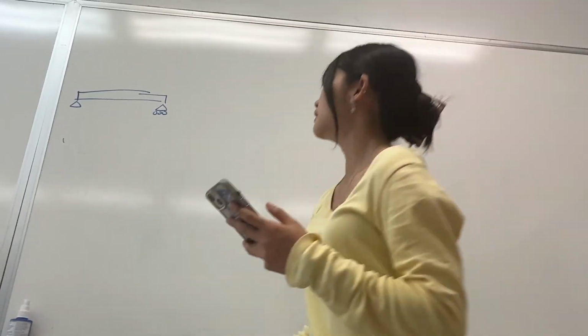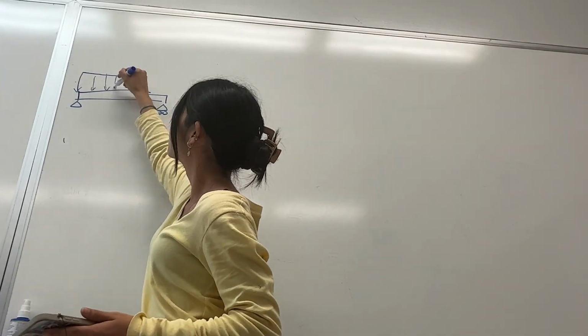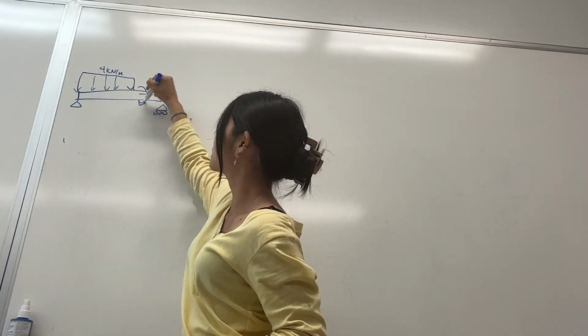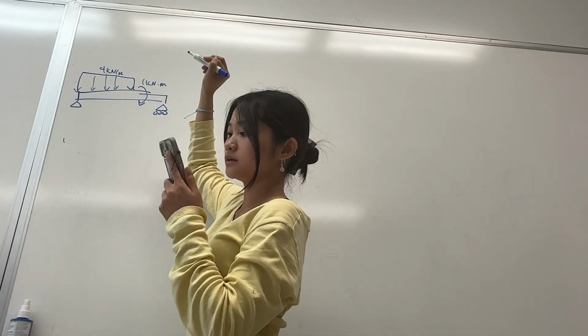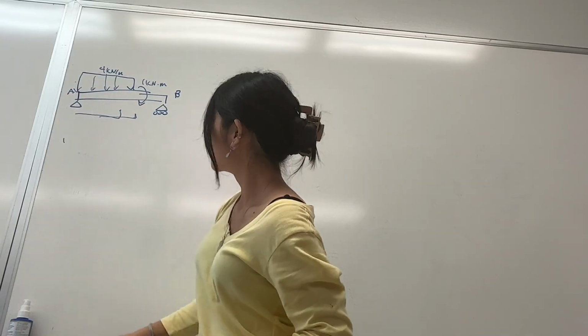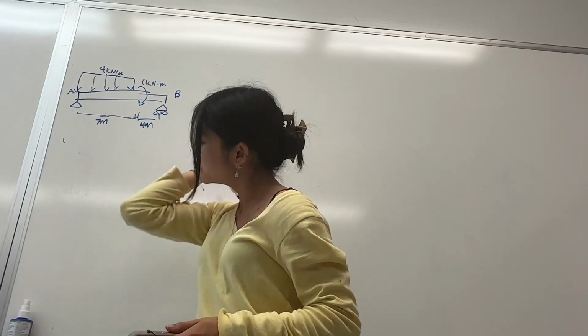Just see. Roller support, and we have our distributed load, which is 4 kilonewton per meter. And then we have a moment here, 1 kilonewton meter, and then point A, point B. So this length is 7 meters, and this length is 4 meters.